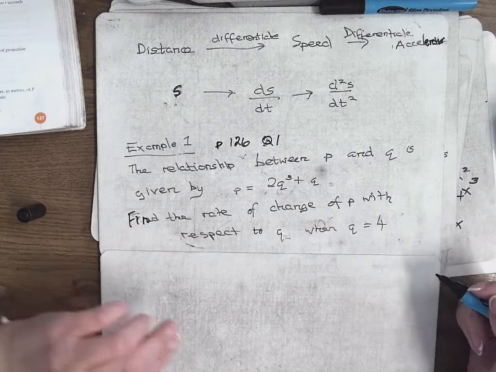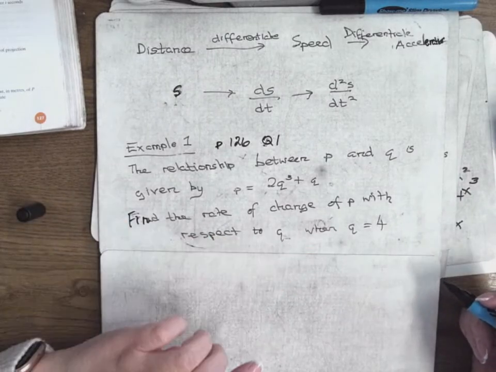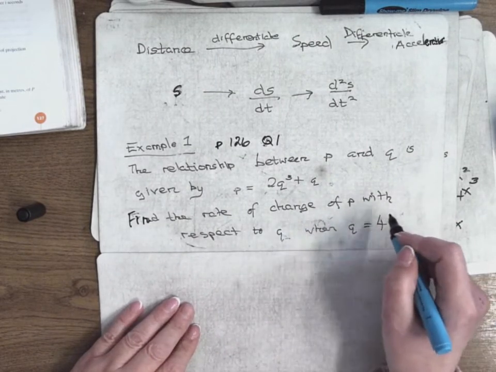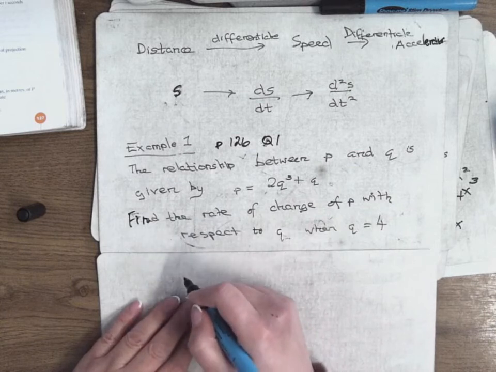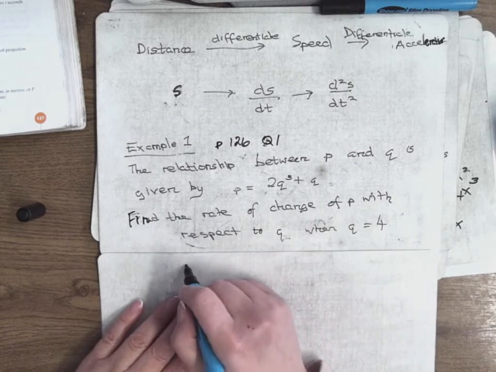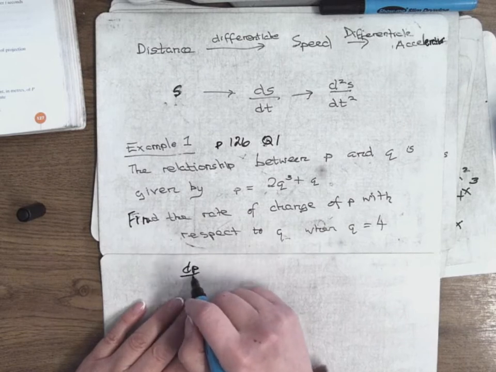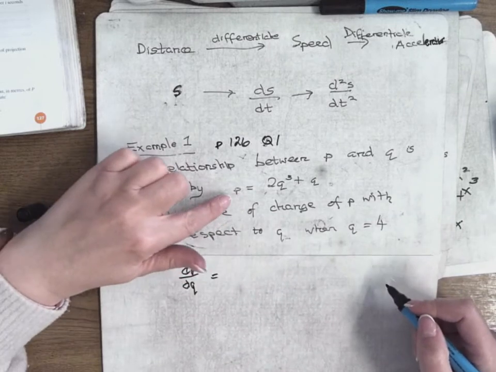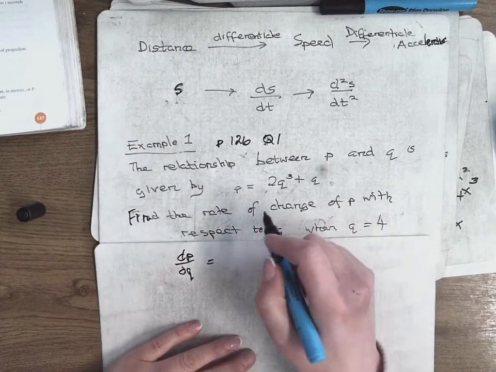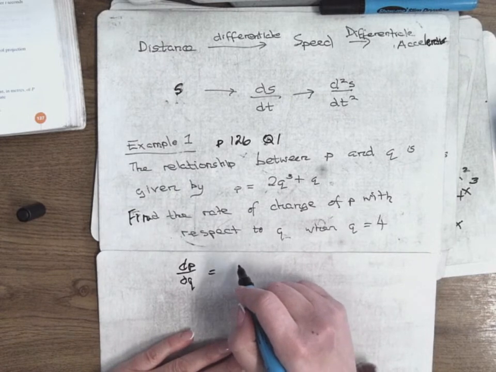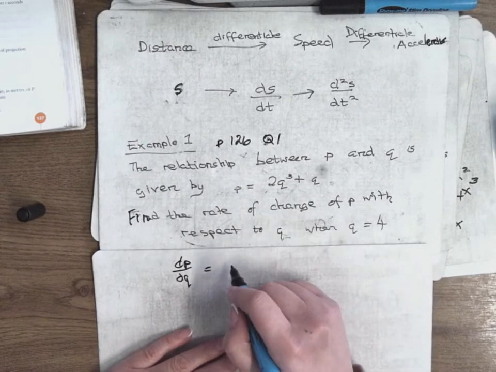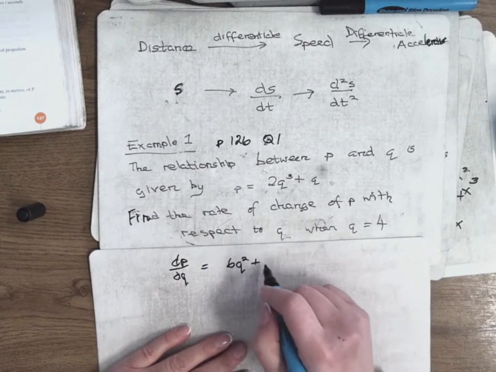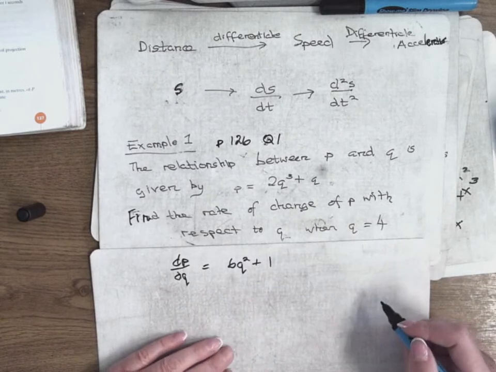Right, are you ready? Okay, so find the rate of change of P with respect to Q. What are they asking me to get? The rate of change of P with respect to Q. What is that in letters? D what, D what? dP/dQ, isn't it? So they want you to get dP/dQ. Look, we have an expression for P, so all we're doing is differentiating. What will I get when I differentiate that? 6Q squared plus 1. And I have to get this when Q equals 4.